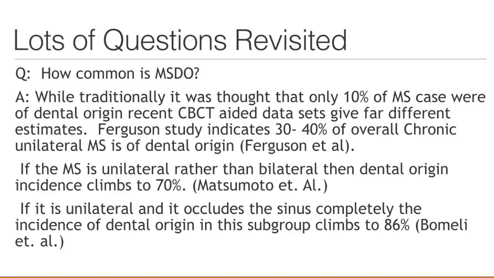If the sinusitis is localized to one sinus and the other sinus is clear, the incidence climbs up to 70%. That's in a study by Matsumoto. And if it is unilateral and it occludes the sinus completely, the implication that it's dental in origin climbs to 86%, which is a study by Bamelli.